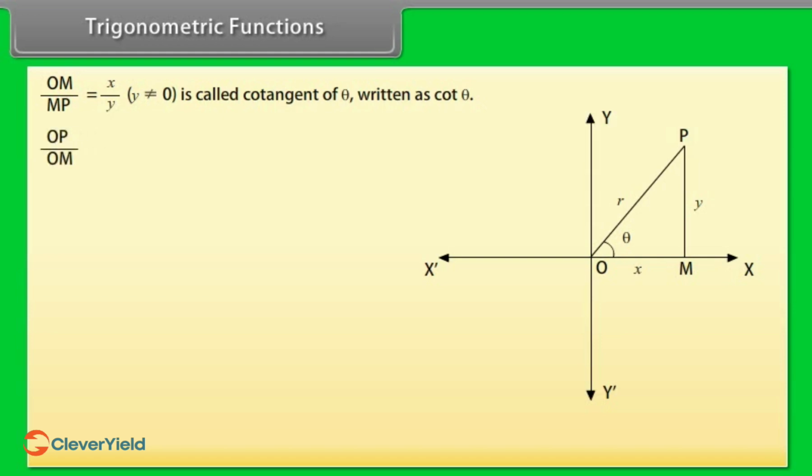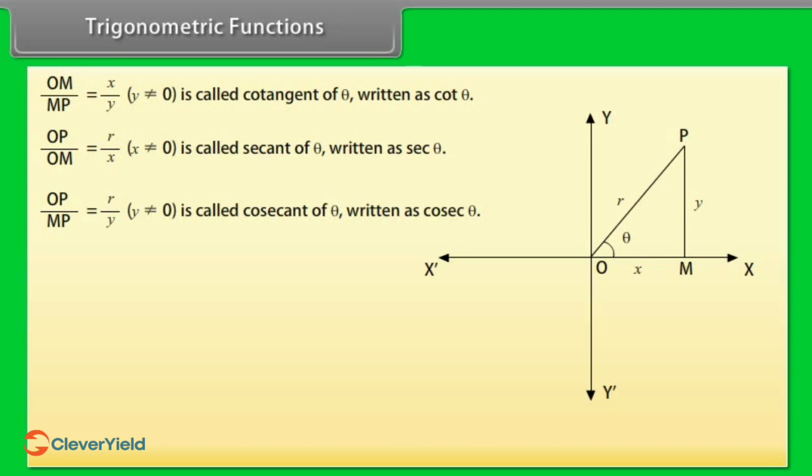OP by OM is equal to r by x, x not equal to 0, called secant of theta, written as sec theta. OP by MP is equal to r by y, y not equal to 0, called cosecant of theta, written as cosec theta.